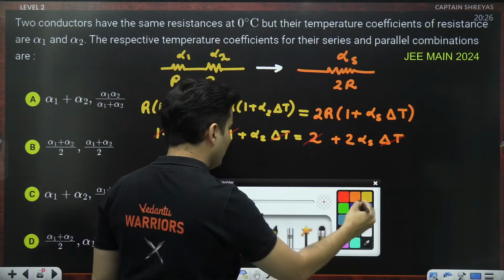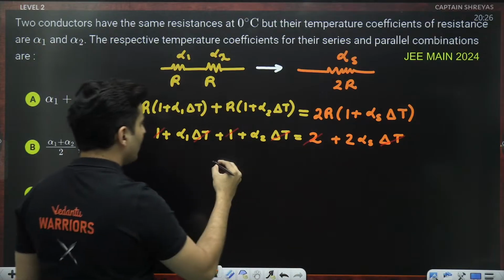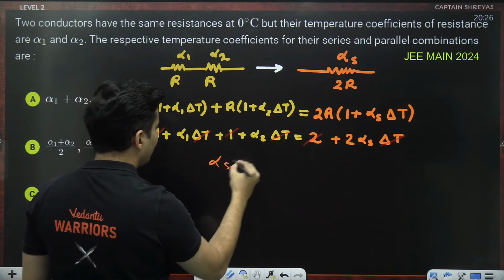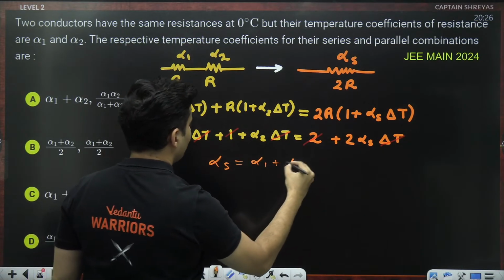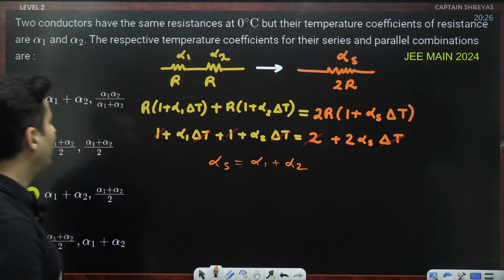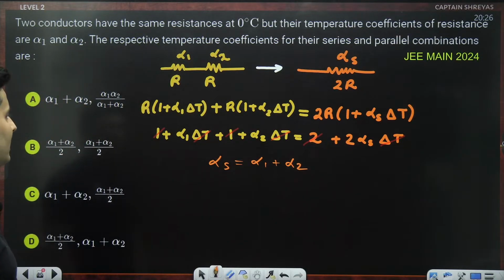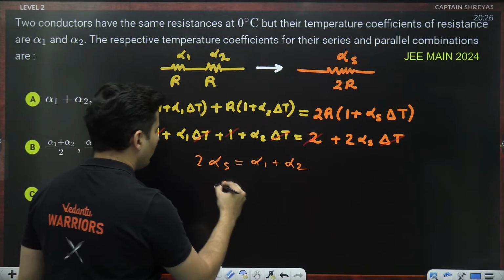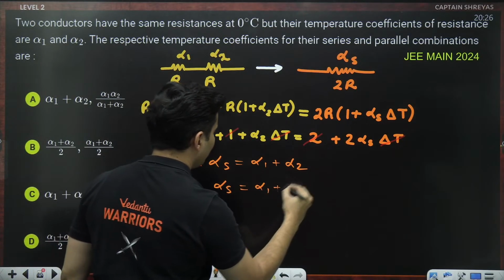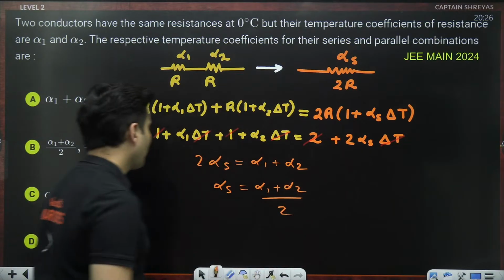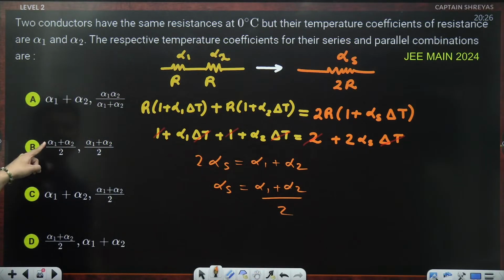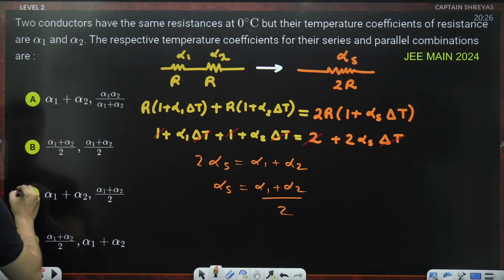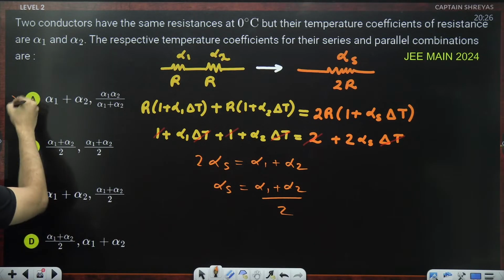So essentially, what I am left with is nothing but alpha S is alpha 1 plus alpha 2. Just check this out, but it is 2 times. So therefore, alpha S is nothing but alpha 1 plus alpha 2 by 2. So I can see B and D options have it. So C option can't be correct, nor can A option be correct.